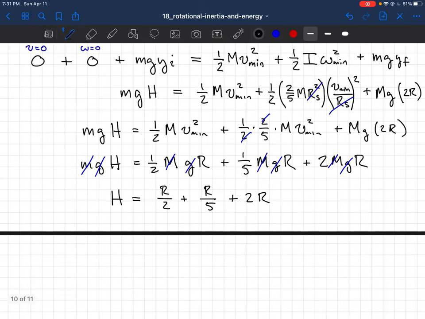Oh dear, I'm at the end of a page. So what is that? Well, we need a common denominator, so let's make it the common denominator 10. So I multiply this by 5, multiply this by 2. You can't just multiply 1 by that, you have to multiply by 1. And so this I have to multiply, I guess, by 10 over 10. So what do we get? Well, we get 5r plus 2r plus 20r, is 27r over 10, which is 2.7 times r.